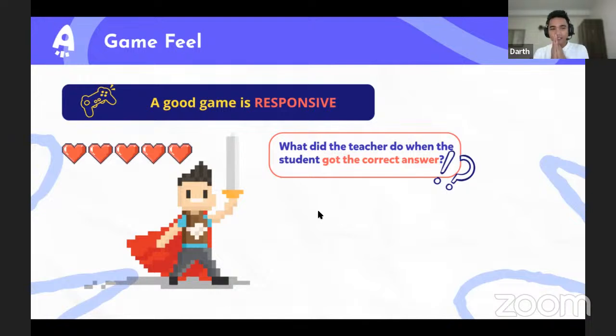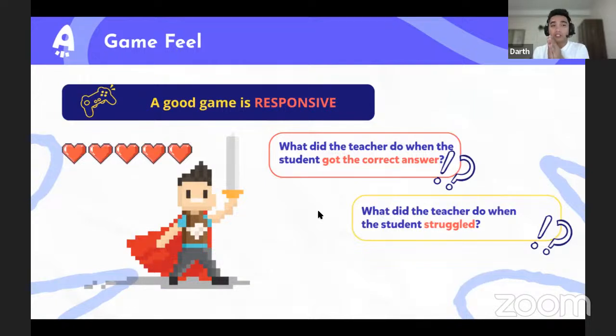Next question: what did the teacher do when the student struggled? Sabina struggled to find the correct color. I said nothing. Try again. So what would you have done differently? How about you, Sabina? When you struggled, what would I have done? You'd probably let your student know this is the wrong answer and maybe give some hints.